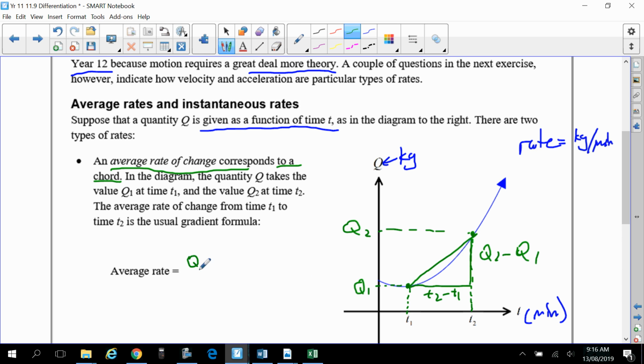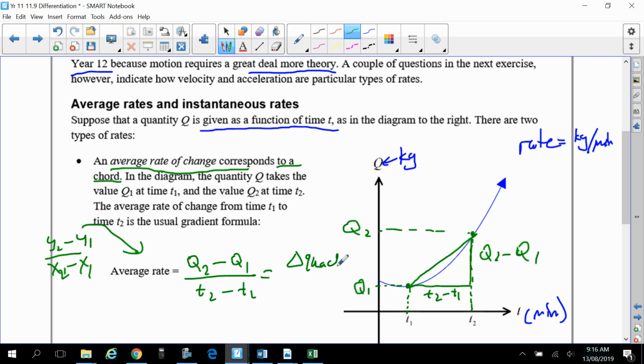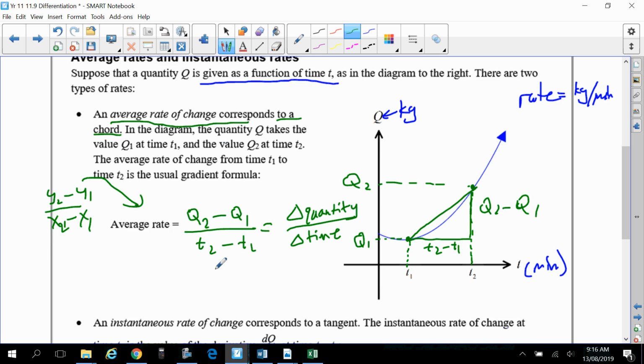So the average rate is like y2 minus y1 over x2 minus x1, that's the gradient. But that's very theoretical. Now applying it to the context of rate is more useful. In other words, it's the change in quantity over change in time. So that's the gradient. Remember that as a formula. That's called the average rate.